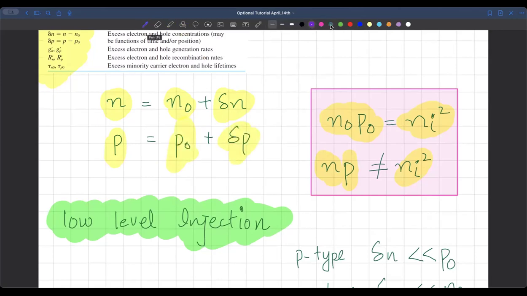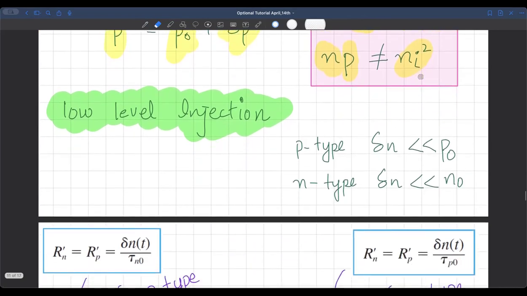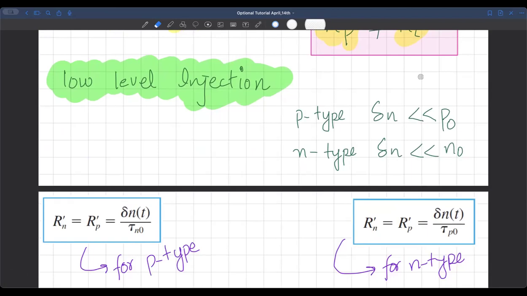Most of the times we will be writing them equal, we can write delta n and delta p, because ultimately those excess carriers being produced will be equal. If an electron is produced in the conduction band, a hole will be produced in the valence band, so that number will be equal. And there is something very important, an assumption they make when they do those questions: low-level injection. Low-level injection means that if I have a P-type material, the excess carriers are way, way less than the thermal equilibrium concentration of the holes. In N-type, the excess carrier concentration is much less than the thermal equilibrium concentration of electrons.